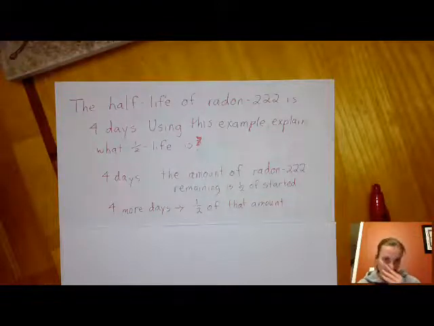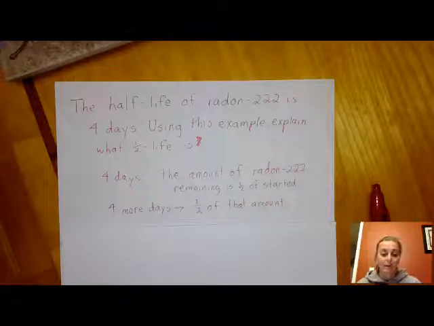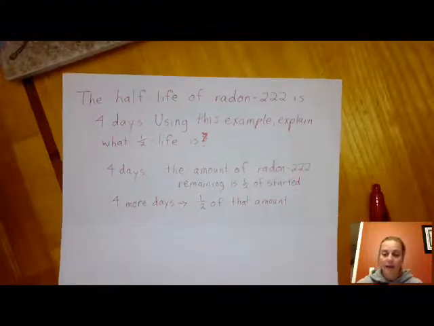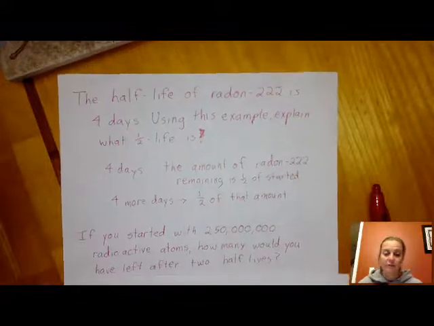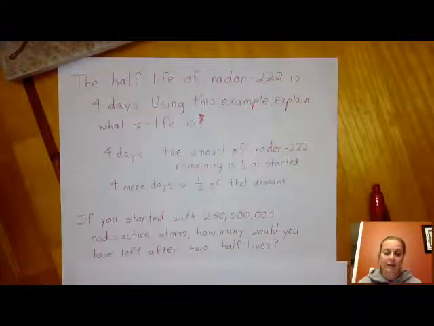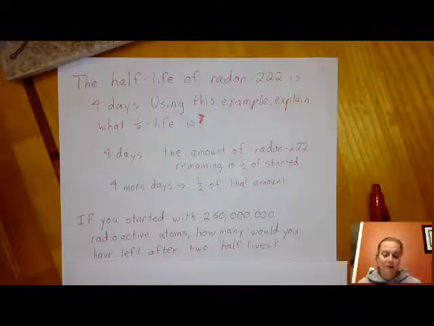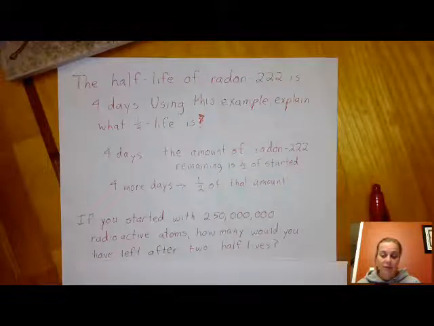Okay, so hopefully that helps with how to explain what half-life is. Half-life is the amount of time it takes for half of the material to decay. And then our other question said, if you started with 250 million radioactive atoms, how many would you have left after 2 half-lives? So we come back to that definition of a half-life, and it says that half of the material decays in that amount of time.